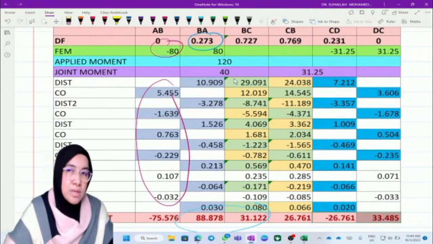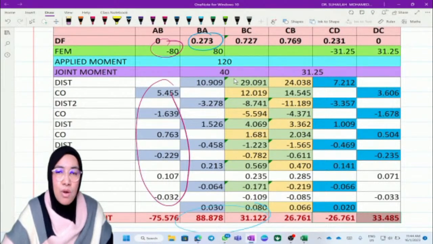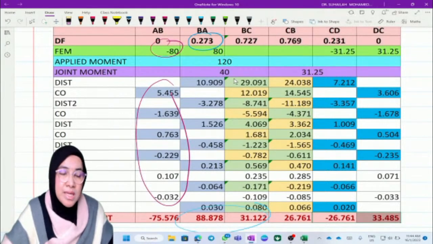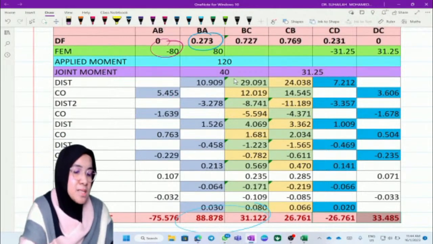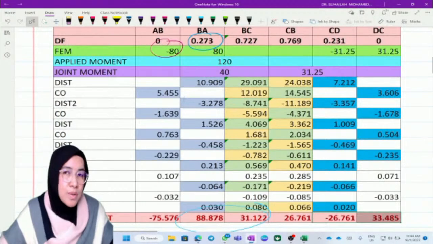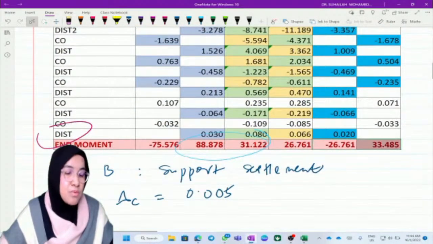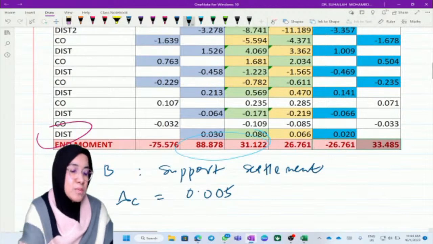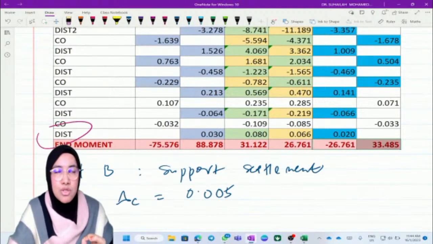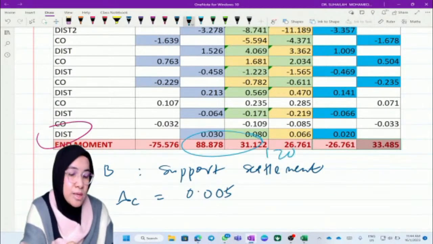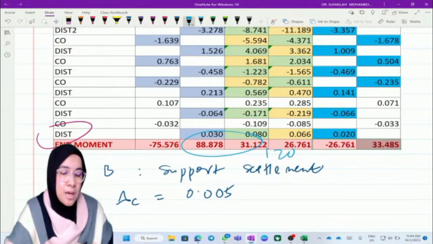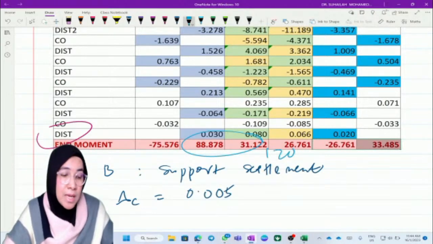After that, we do carry over. Then from the carry over, we continue with the next distribution. This time we don't need to put another row for joint moment, we just put a negative sign to represent joint moment. We repeat the process until we get 0.0 something, then we can stop and add all the moments. When we add all the moments, you have to check back member joint B. At joint B, the total moment must be equivalent to 120 back, which means we get back the joint moment that was applied at B in the beginning.